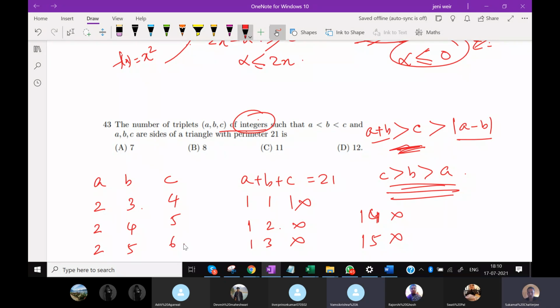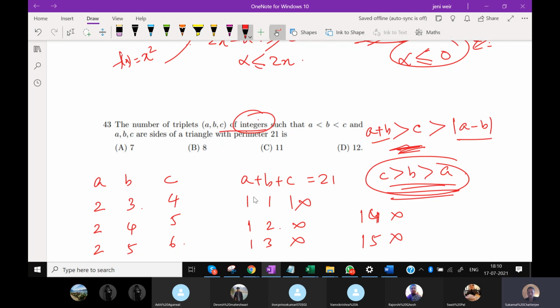Sir, I'm just a little confused. Sir, A plus B plus C is 21, right? Perimeter. Wait, I'm coming to that. I have not equated it with 21 yet. I'm just explaining the concept. I'm just trying to show what can be the values regardless of 21. What should be the values of C, that C can take integer values if the first two values are fixed. Just based on this condition, I'm just considering this condition.